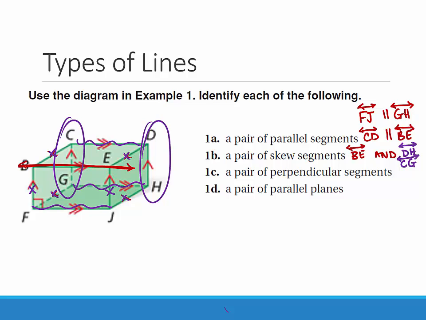Pair of perpendicular segments, those have to make a nice 90-degree angle. So if we use BE again as our original, that's perpendicular to EJ or BF.